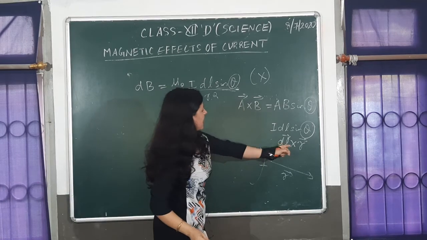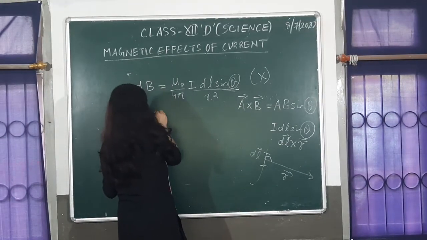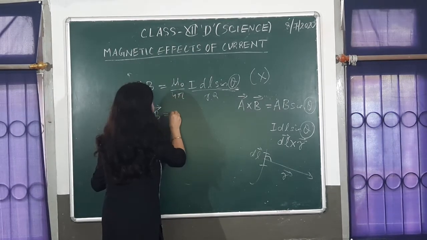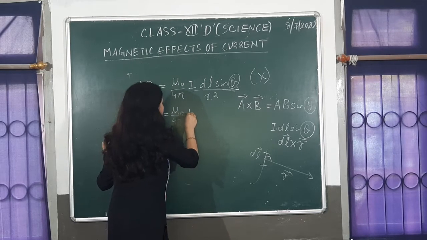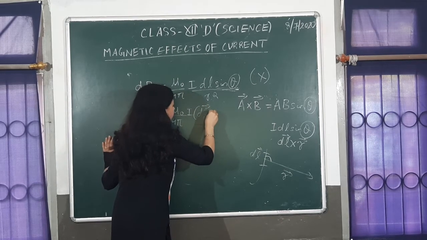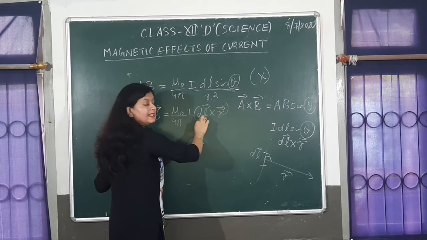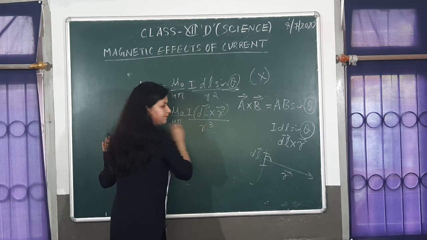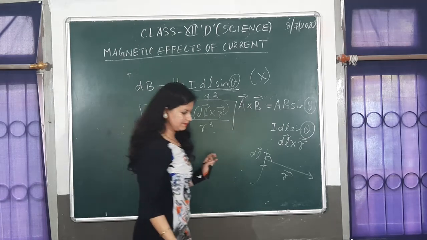Since you have introduced this r here, it has to be divided here. So dB, I'll put a vector sign because now I am writing the vector form of Biot-Savart's law. dB is equal to mu naught by 4 pi I dl cross r, because theta is the angle between dl and r, divided by r cube. Now this is the vector form of Biot-Savart's law.